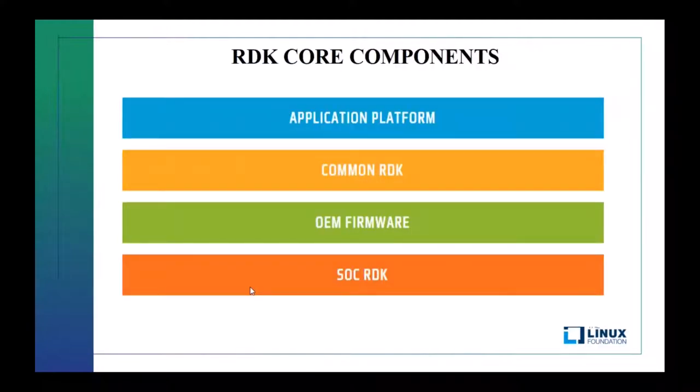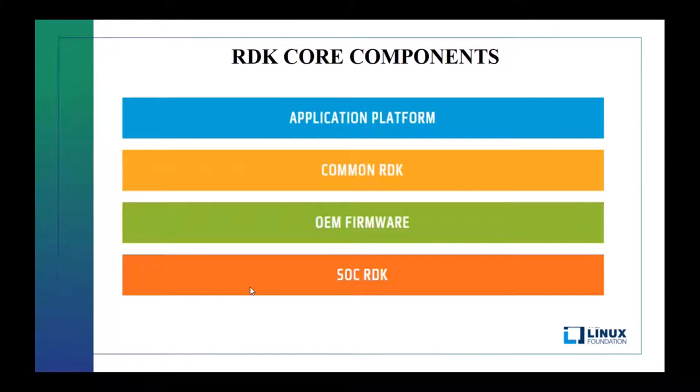RDK core components. The RDK stack is organized into four high-level components. You can see here: application layer, common RDK, OEM firmware, and SoC RDK. So what is the application platform? It allows for operator-specific components, services, and applications, and these components are device and SoC independent. The next one is common RDK. It contains the source code and links to acquire open source or third-party components, and instructions for creating SoC specific RDK and basic validation tools.